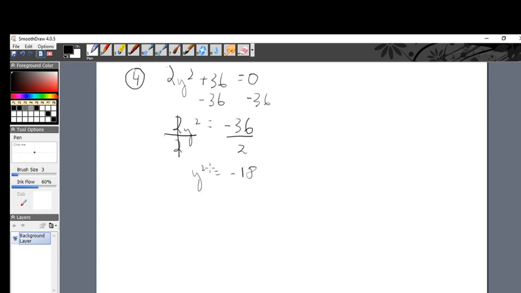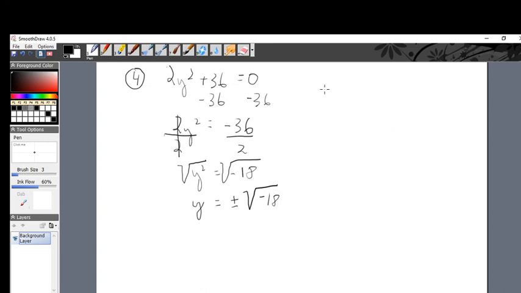Now I can do exactly what I did in problem number 3. I can take the square root of both sides. Take the square root and I'll get it down to y. That's what I'm looking for. If I take the square root of the left side, I have to take the square root of the right side. So this is equal to plus or minus. As soon as you take the square root, put a plus or minus, be very careful, square root of negative 18.